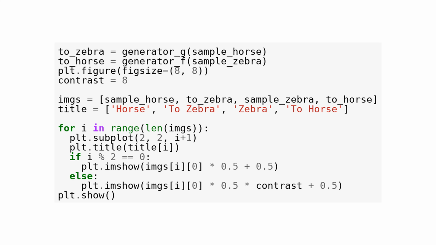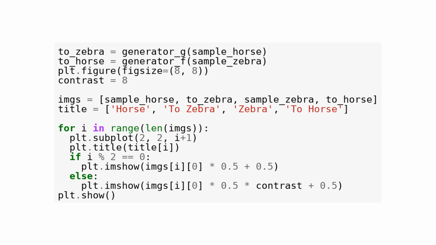In this section, we are visualizing the results of our CycleGAN model. First, we generate a zebra image from a sample horse image using the generator designated for horse to zebra translation. Similarly, we convert a sample zebra image back into a horse using the zebra to horse generator. Next, we set up a figure with a size of 8 by 8 inches to display our images clearly. We define a contrast variable to enhance the visualization of the generated images. We prepare a list of images including the original horse and zebra images as well as the generated ones and assign appropriate titles for each.